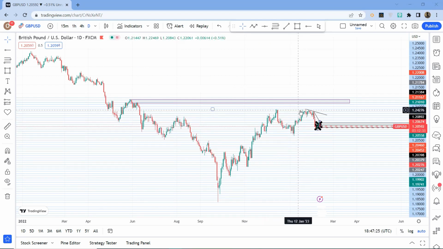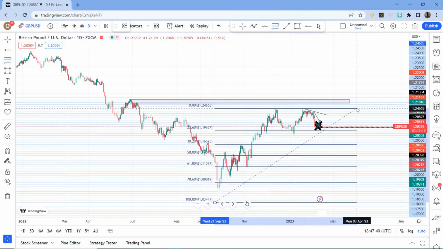pullback, then it started to form an M pattern. So we expect GBP to push down to around this level. This is around the 61.8 retracement level around here. So let's see if I'm correct. Pull up a fib. Ratio is 61. Yeah, I'm correct. So that's why we expect GBP to pull up to here, then a push up.